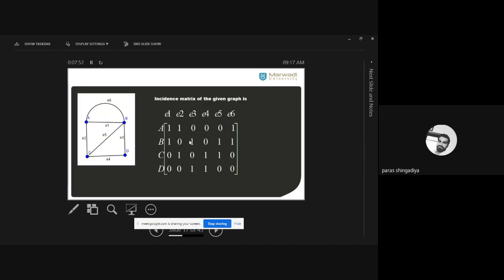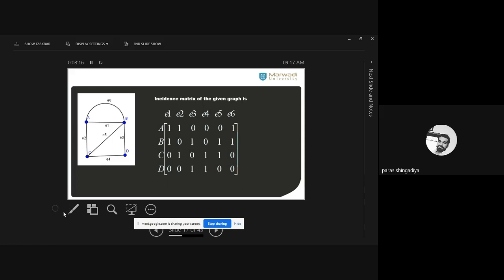Size of the matrix. First, we'll check this graph. 4 vertices are there. Clear? And how many edges? 6 edges. Clear? 4 by 6. 4 vertices are given in the graph, A, B, C, and D, and 6 edges are mentioned. Clear? 6 edges are defined in this graph. So what will be the size of the incidence matrix? It is 4 by 6.